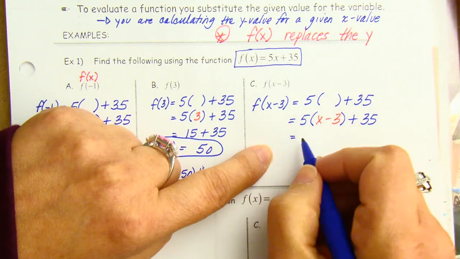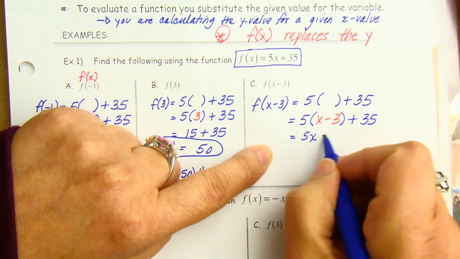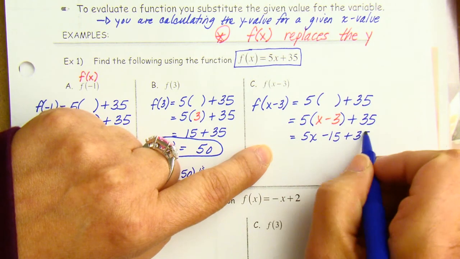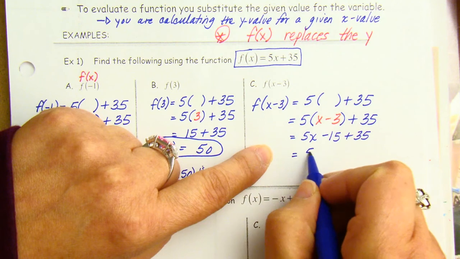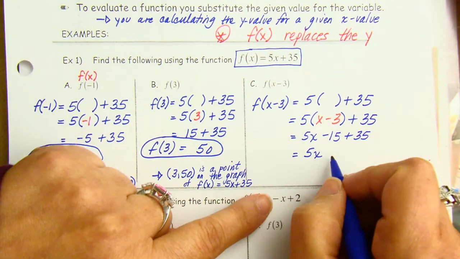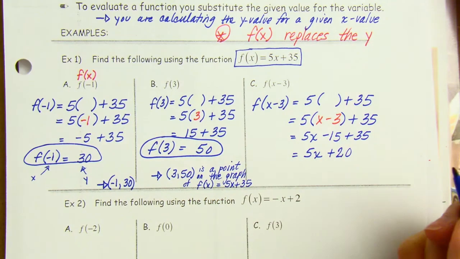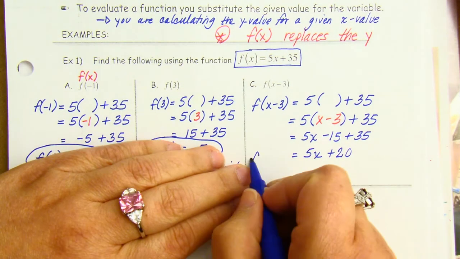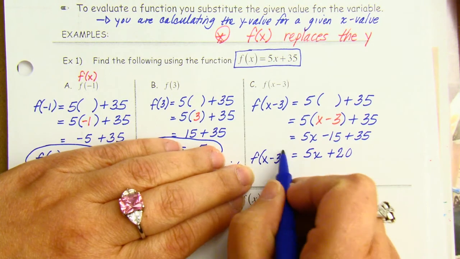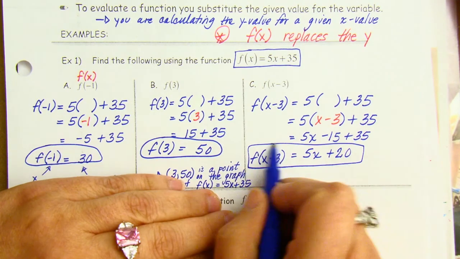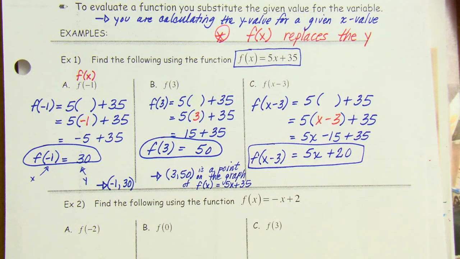Now I've got distributive property. 5x, subtract 15, add 35. Combine like terms. 5x, -15 plus 35 is 20. And that's all I could do with it because I don't know what x is. All I know is that f of x subtract 3 is equal to 5x plus 20. I can't really get an ordered pair here. I mean, my ordered pair really would be x minus 3, comma, 5x plus 20. That's the only thing I could say about it. I'd have to know what x is.